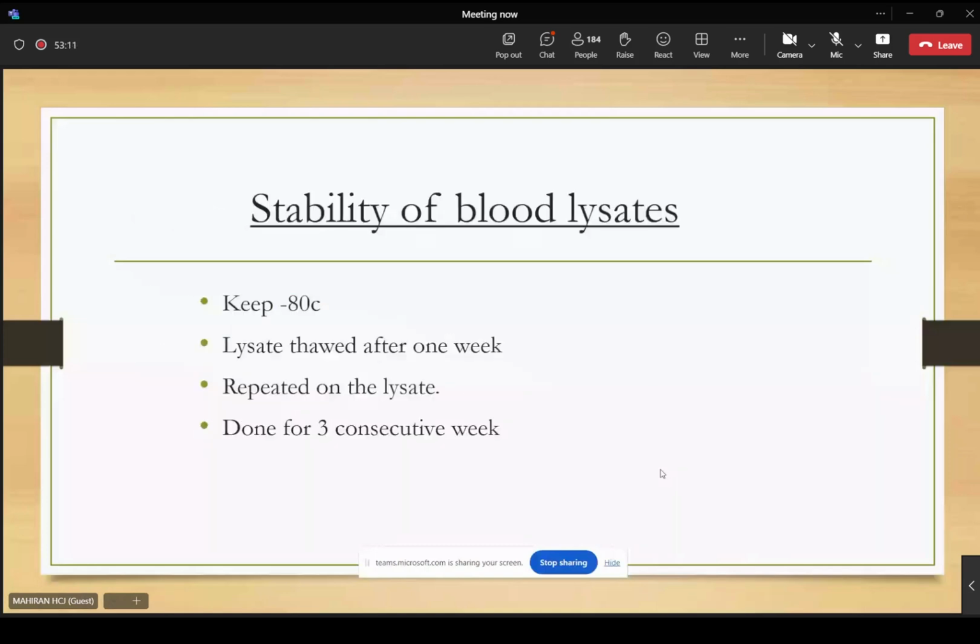Seterusnya adalah stability of blood lysate. So untuk blood lysate, kita akan keep in negative 80 degree freezer. And then lysate yang diperoleh, kita akan thaw after 1 week lah. So lysate tu sebelum simpan, kita akan asingkan siap-siap lah sebab kita tak nak ada interference terhadap sampel jika di-thaw banyak kali. Seterusnya kita akan repeat done for 3 consecutive week.